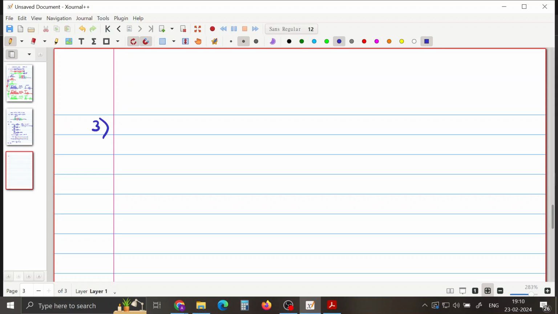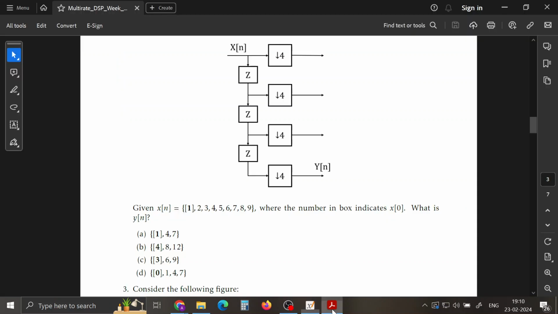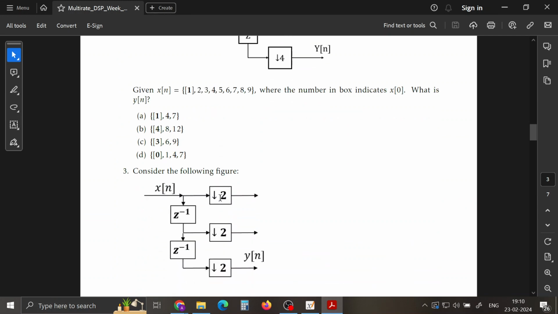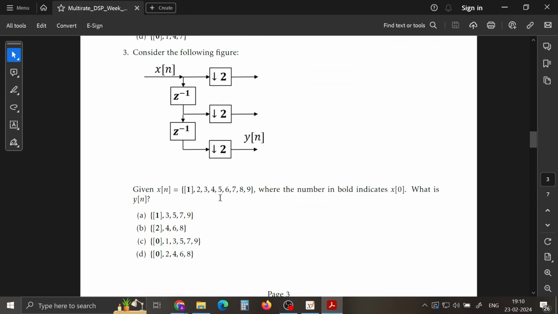So now moving to the third one. Okay, now the third one is similar. Here we basically have three branches. In the previous one we had four branches, and here we have delays instead of advanced operators, right? Z inverse is there, delay by 1 unit of time. But the strategy would be the same.